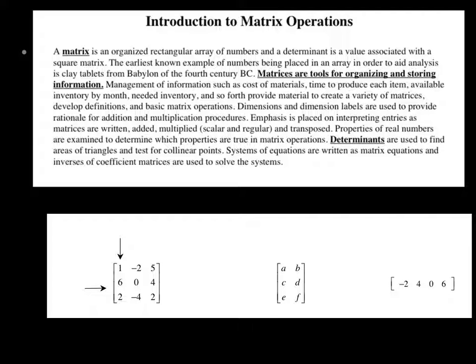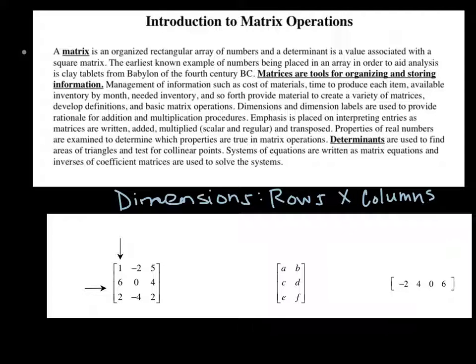So we identify matrices or label them based off their rows and columns. And that is the order that we need to label them at. So it's the number of rows by the number of columns. So just remember, rows go from left to right. So this would be a row here. And then your columns are your vertical numbers. So like 1, 6, and 2 would be a column.